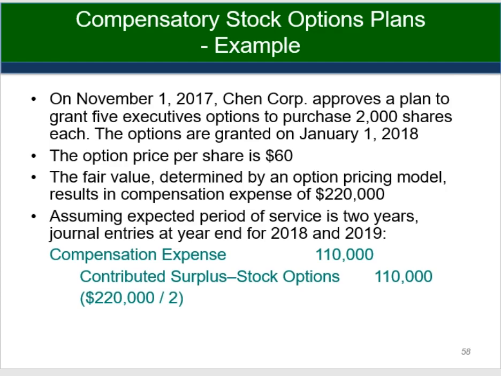And the actual calculation would be beyond the scope of this course, thankfully, I suppose. And so we assume the expected period of service is 2 years, so the journal entry for 2018 and 2019 would be the same. Compensation expense would be half of this option value, $110,000 each, and the contributed surplus stock options account would go up by $110,000 each of the 2 years.